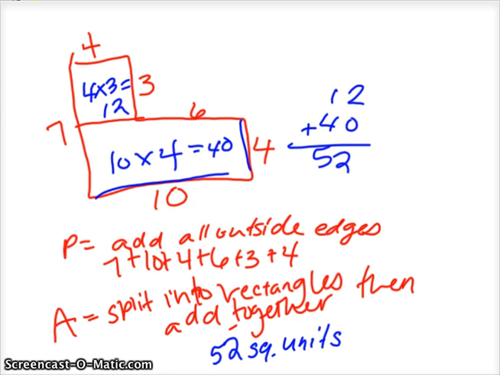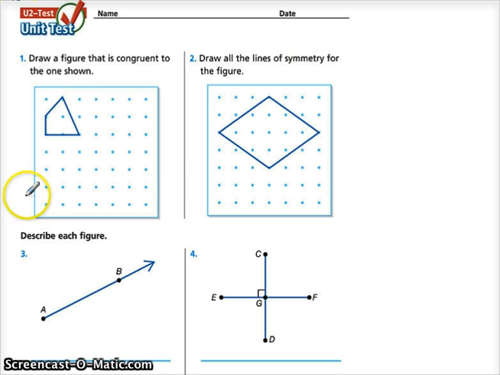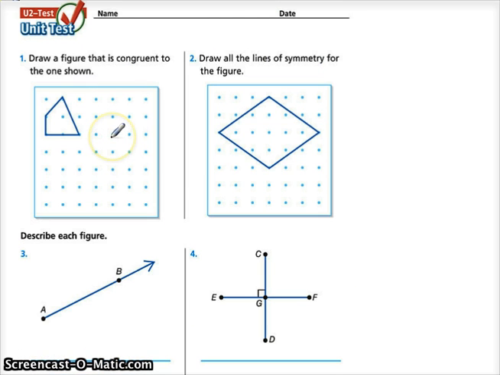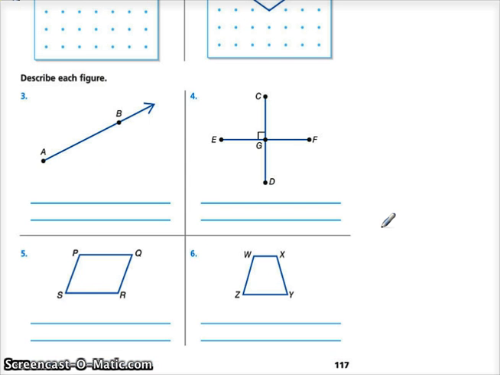Alright, we are ready to move on to our review pages. For number 1 and 2, you need to draw a figure that's congruent for number 1. Number 2, you're drawing the lines of symmetry. So where can you fold it in half to make it exactly the same on both sides? Number 3, 4, 5, and 6, you need to describe each figure. So for number 3, you need to tell me, is this a ray, line, line segment? And then you need to name it by its letters.